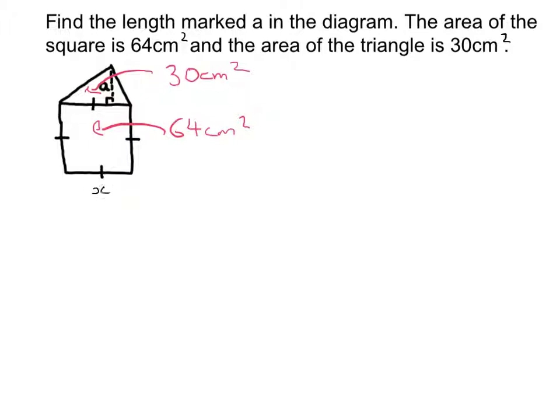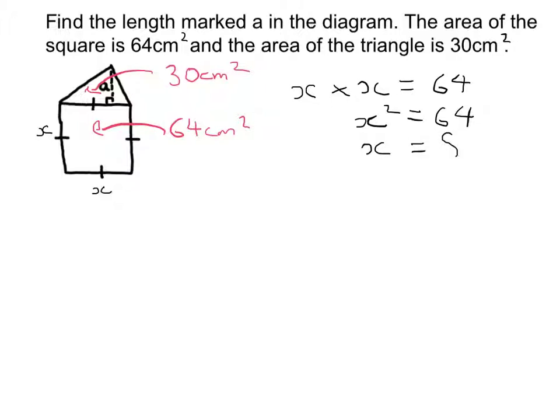and we know that each side length is the same, I can say that the base times the height must equal 64. In other words, x times x must equal 64, or x squared must equal 64. And I can solve this little equation by square rooting both sides. If I square root the left hand side I get x, and square root the 64 I get 8.